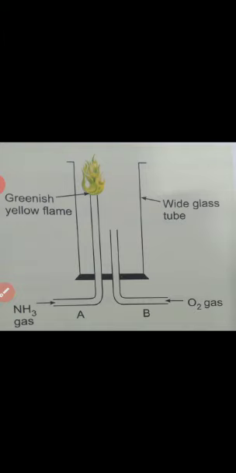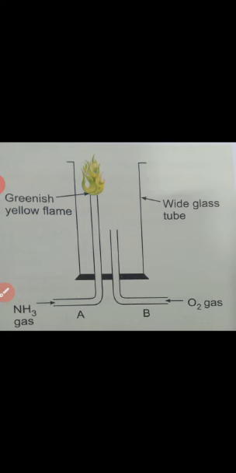When ammonia is burnt in oxygen, the glass wool is not shown in the figure, but actually we are taking the glass wool there, above the glass tube B, so that the gas will diffuse easily. For that particular purpose, nothing else. So when ammonia is burnt in oxygen, simple oxidation, it gives you nitrogen and water. It burns with a greenish yellow color flame.